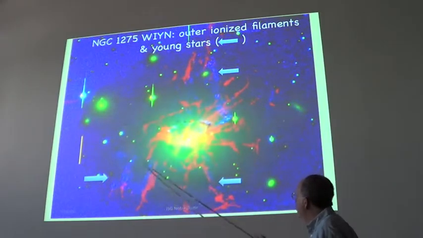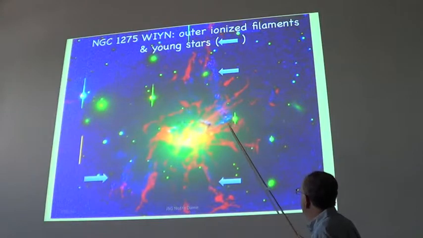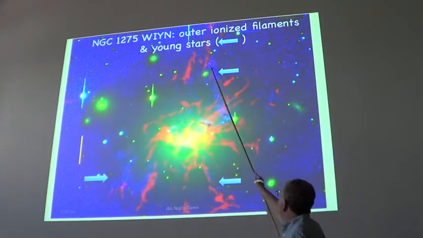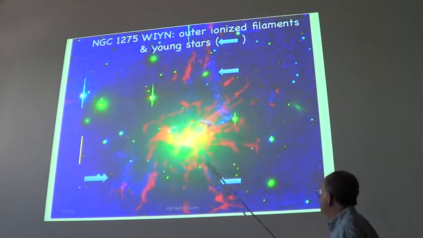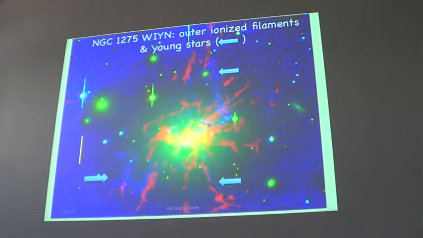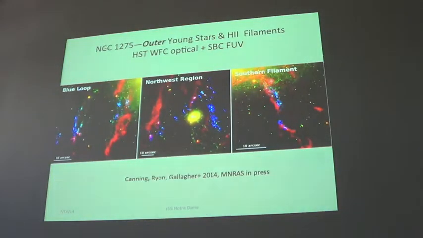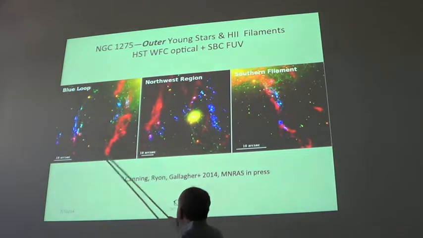You can see this big loop, which was actually detected back in the 1970s by Tom Adams. Large trails of star formation. Star formation is not necessarily associated with just the inner regions, but also with the outer filaments. And this is something that we've been doing with Becky Canning for some time. And here are these loops of star formation, some associated with filaments, some not.